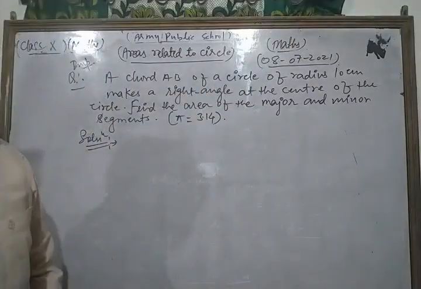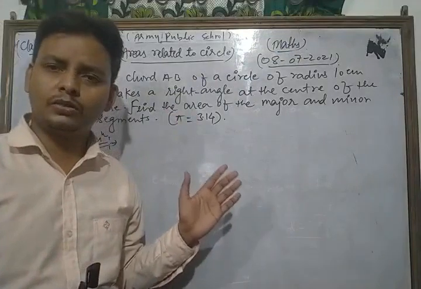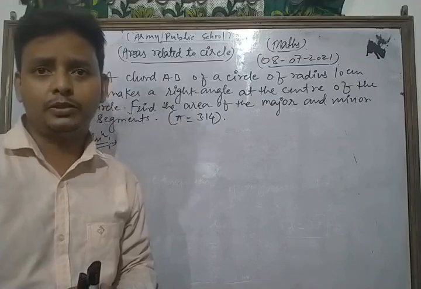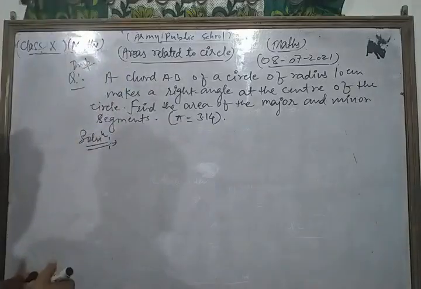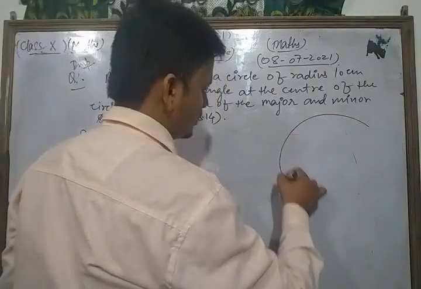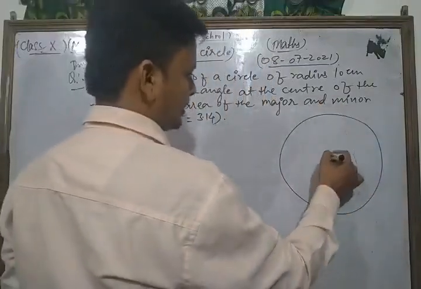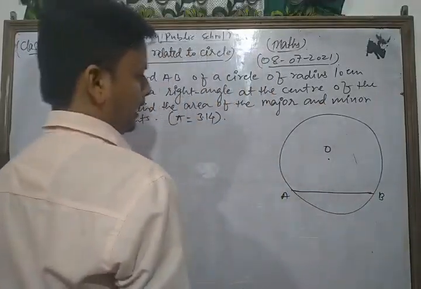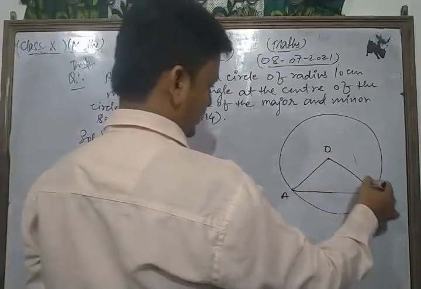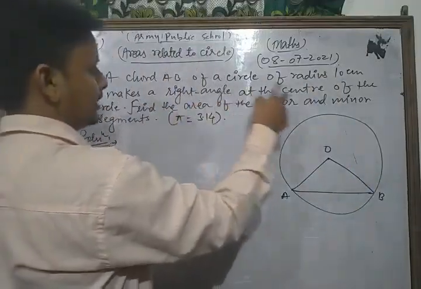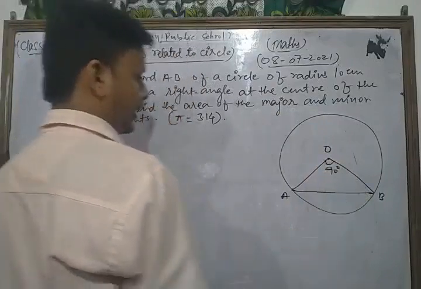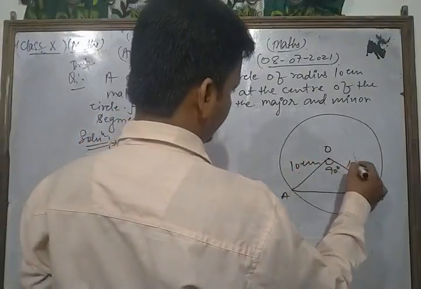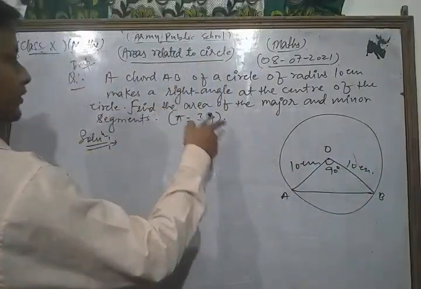Dear friends, this is one of the most important questions related to that chapter. Here, a chord AB of a circle. First of all, we draw the diagram related to that question. Let O be the center, and AB be a chord, and the angle subtended by that chord at the center of the circle is a right angle, so this is 90 degrees. The radius is 10 centimeter. We find the area of the major and minor segments.